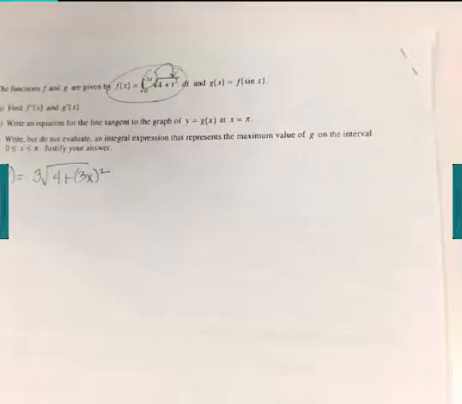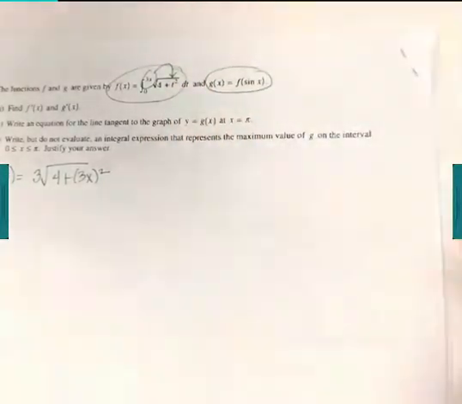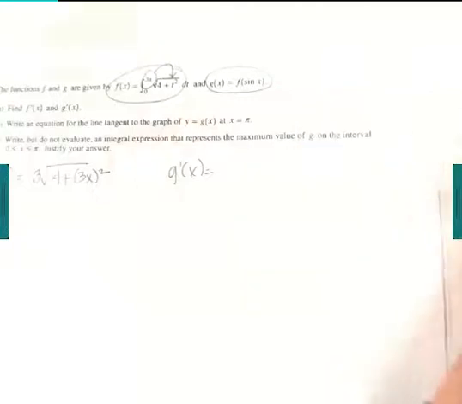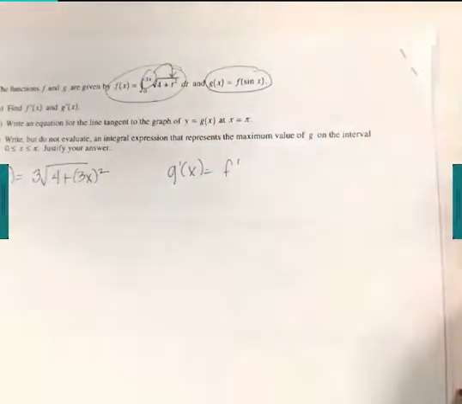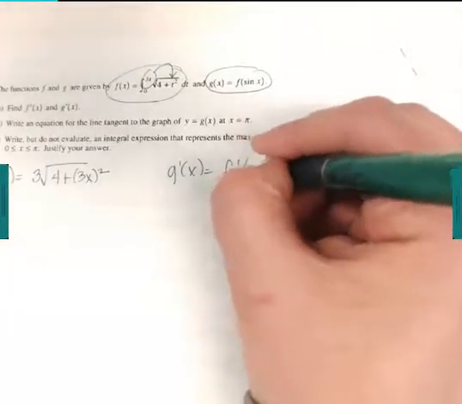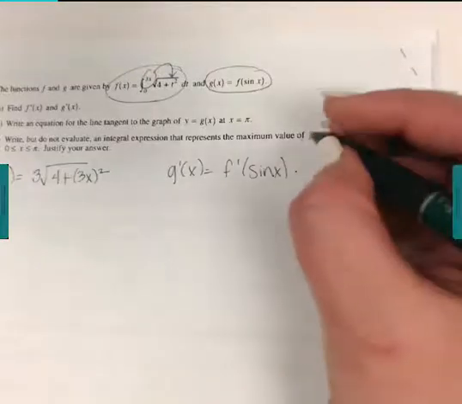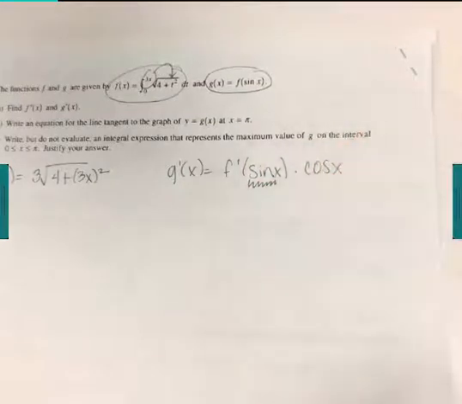Okay, what about g prime of x? Okay, well, here's g. How do I take the derivative of g? Okay, good. The outside function is f, so the derivative is f prime. Sine x stays the same, but then I multiply by the derivative of the core at the back. That's your chain rule. So if this is a sine x, the derivative of that is cosine x.